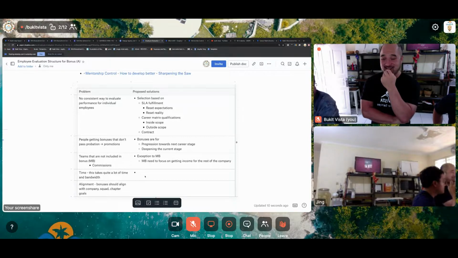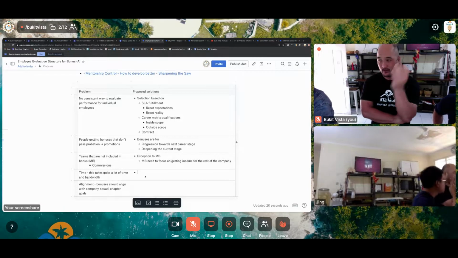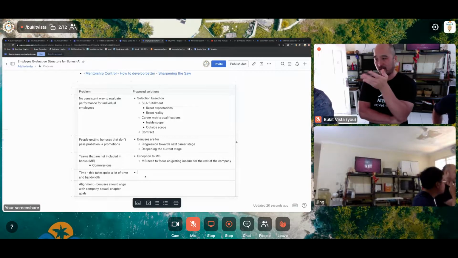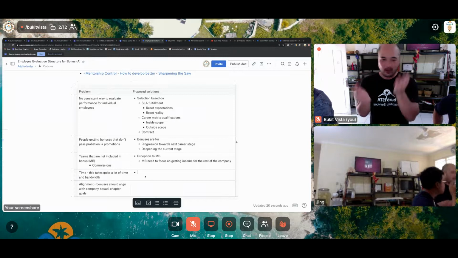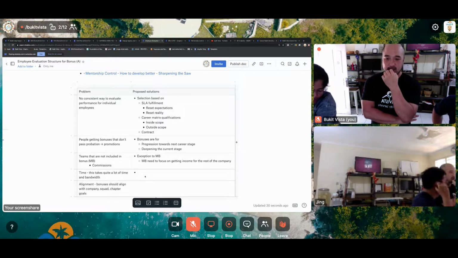Days for every employee. Well, it takes about one day to gather all the feedback from all the senior chapter leads. It takes about a day for you to look over all the feedback, think about the context, think about where this person is and how much effort they put in versus how much output it is. And it's very time consuming.